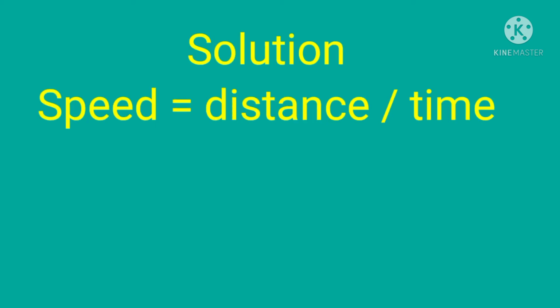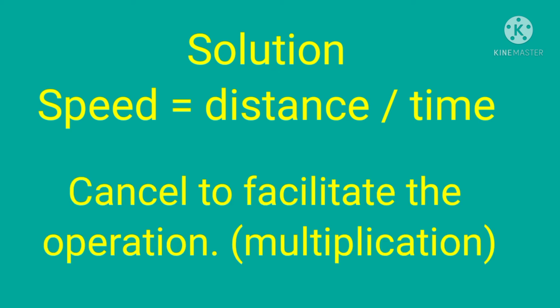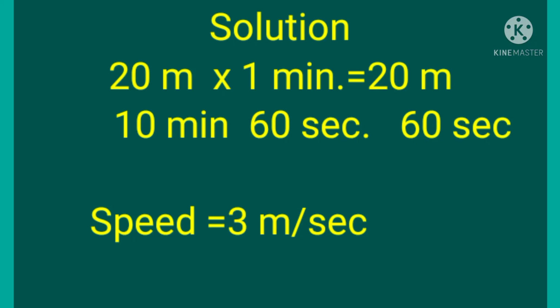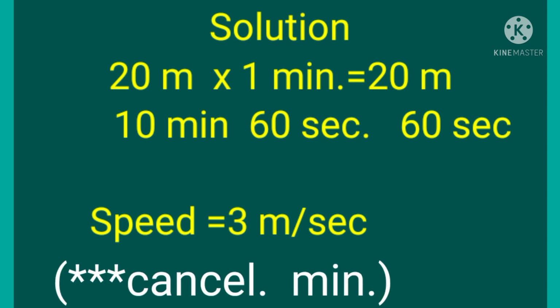Solution: speed equals distance over time. Cancel to facilitate the operation, multiplication. To solve for the speed, divide 60 seconds by 20 meters. The speed is 3.33 meters per second.